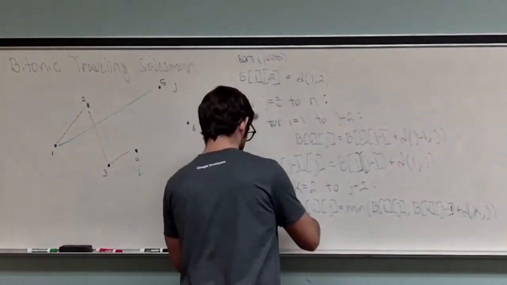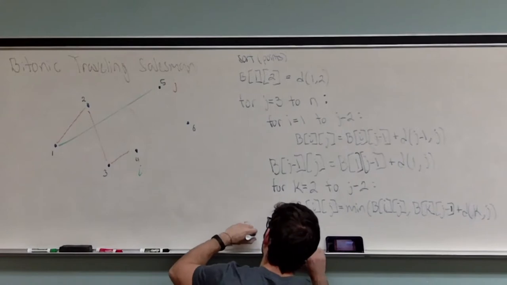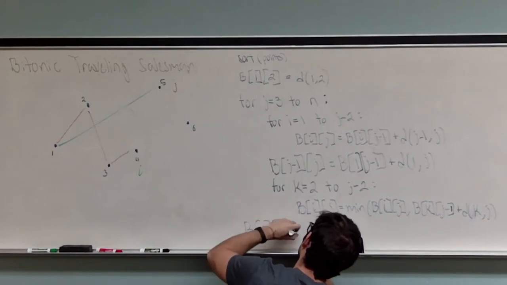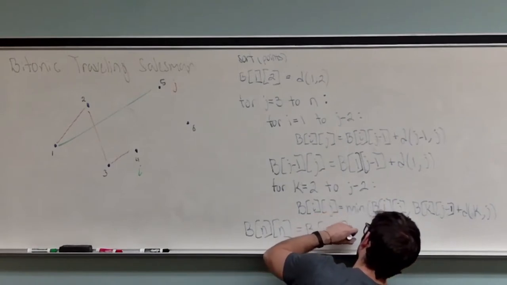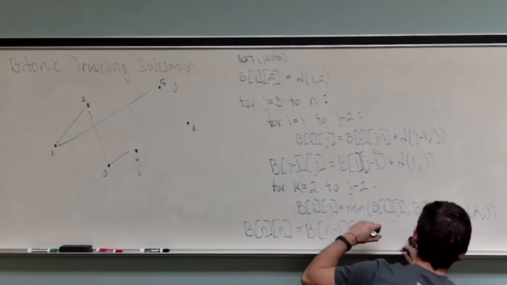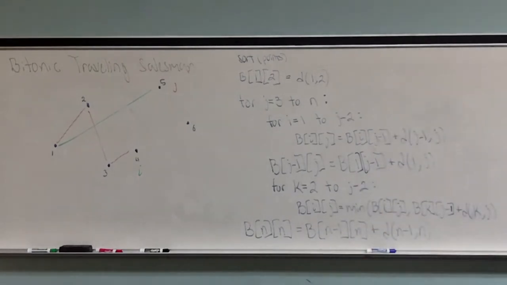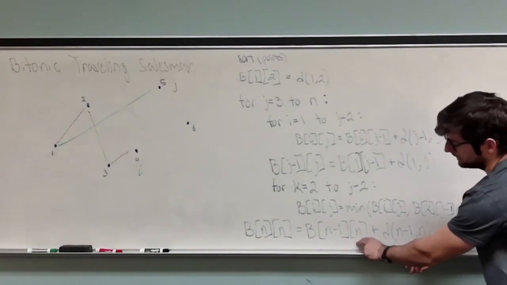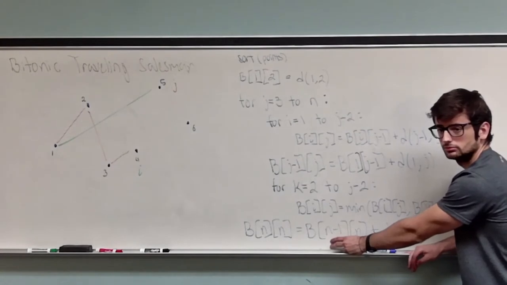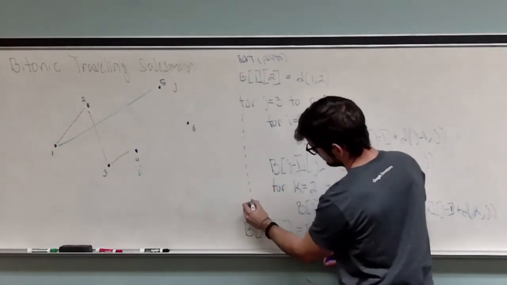And then outside of this, like I said, because this goes all the way to N, B of N is equal to B of N minus 1 plus D of N minus 1 to N. The J went all the way to N, but the I didn't. In the J we go to N, and then in the I we do N minus one. The final connection, exactly. That's done outside of the whole thing. So this is all together.